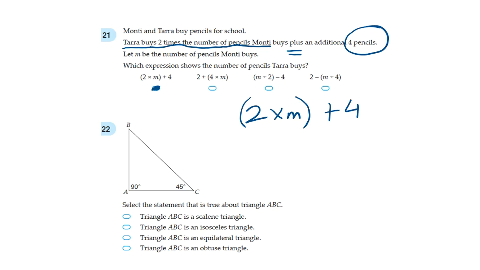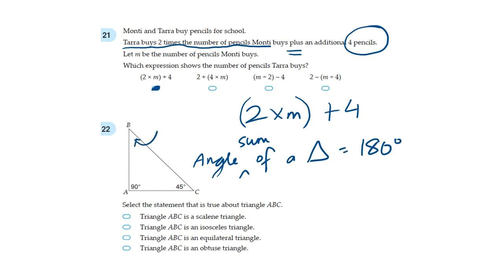22. Select the statement that is true about triangle ABC. So we should know that the angle sum of a triangle is equal to 180 degrees. So what's this angle going to be? It is going to be 180 degrees, take away 90, take away 45, and we're left with 45 degrees.